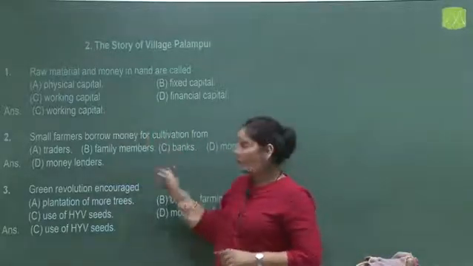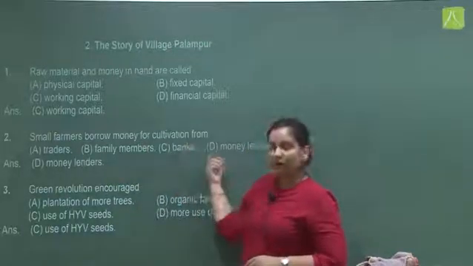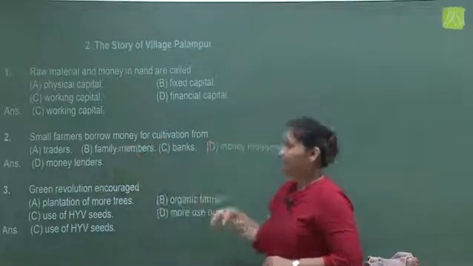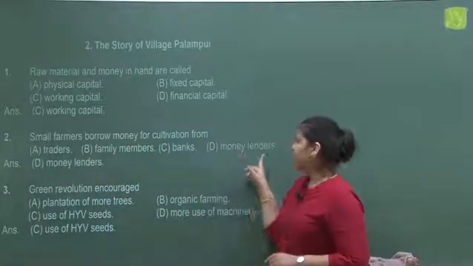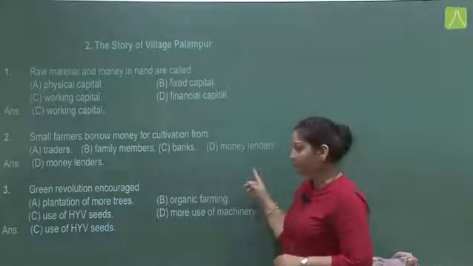The next question deals with borrowing of money. Small farmers borrow money for cultivation from whom? Traders, no. Family members, no. Banks, no. The correct answer is money lenders, village money lenders. The reference of this is given in our books.